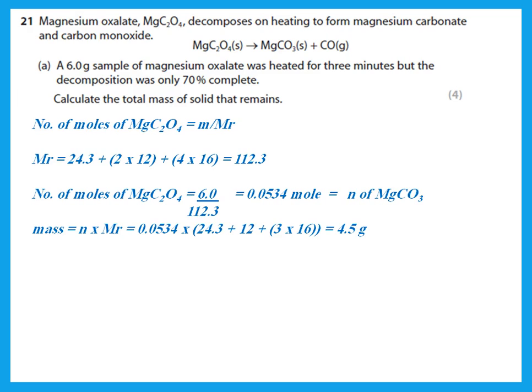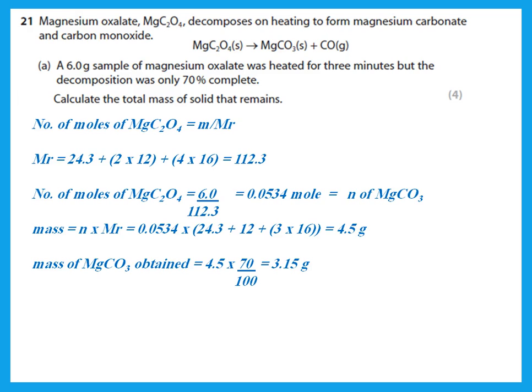Remember, this 4.5 grams is if there is total decomposition. But then he says it's only 70% complete. That means actually I will get only 70% of the 4.5. So the mass of magnesium carbonate that I will actually get is 3.15 grams.